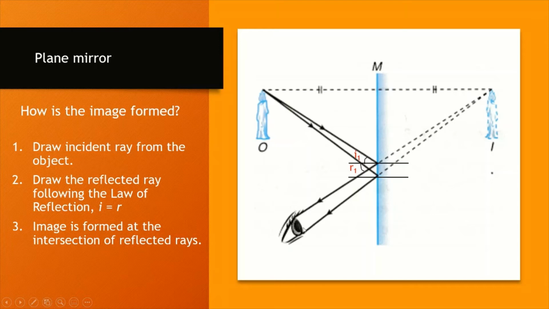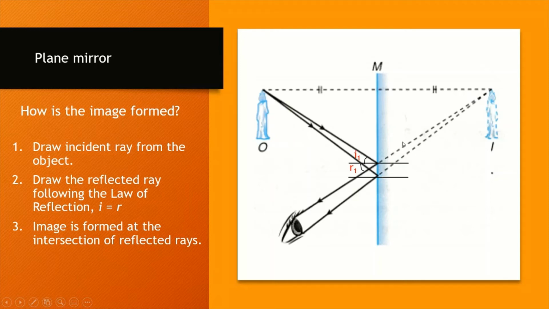But the image is formed at the intersection of the reflected rays. These two reflected rays do not intersect here. In fact, they are diverging. So where do they intersect? To get their intersection, we trace them back into the mirror. You draw dotted lines because they are not the real rays. They are rays inside the mirror. Rays actually cannot go inside the mirror, right? That's why these are imaginary lines, so we draw dotted lines.